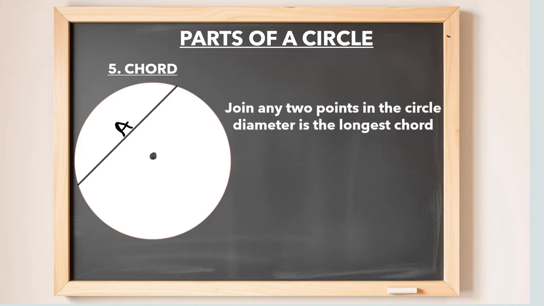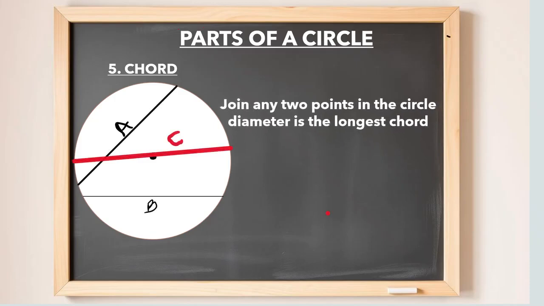Look at B and C. B is also a chord. It joins this part of the circle and this part of the circle. Now look at C. The diameter is the longest chord. This joins this part of the circle and the other part of the circle. But what makes C special from A and B is that it passes through the center. But the rule of a chord is that it joins any 2 points in the circle. Now, if you look at C, it passes through the center. It is a chord and a diameter.